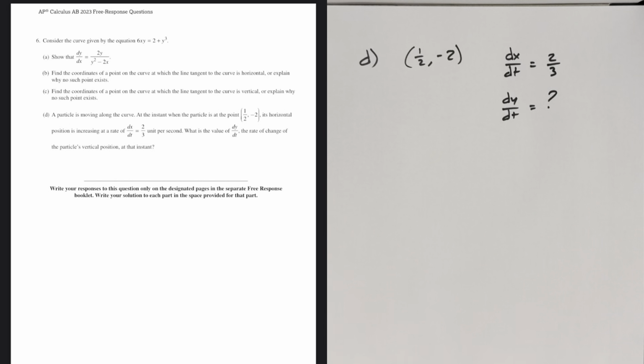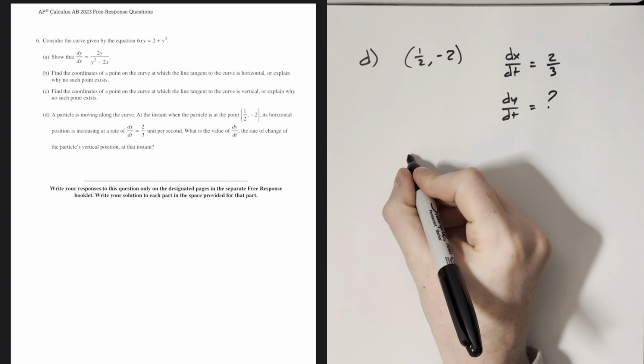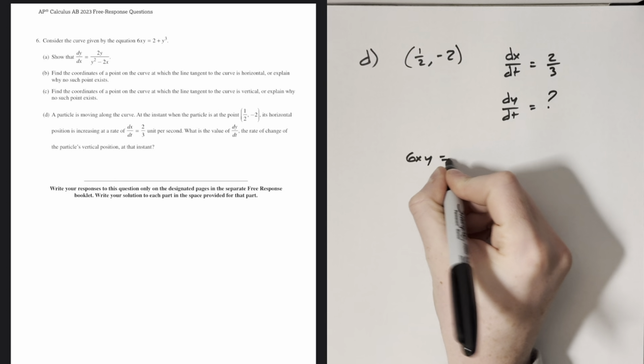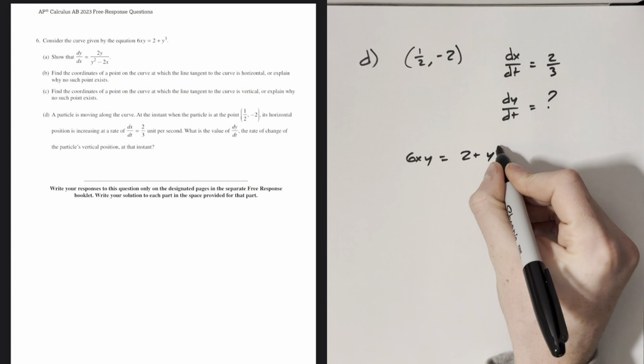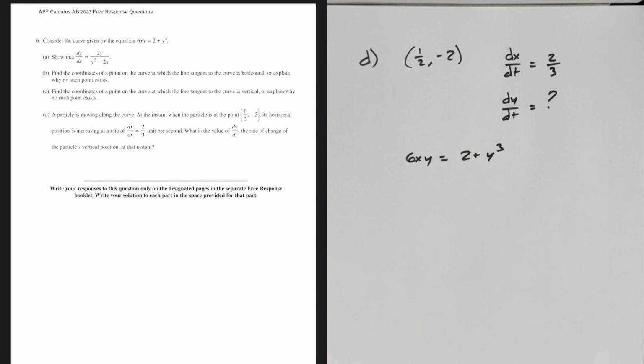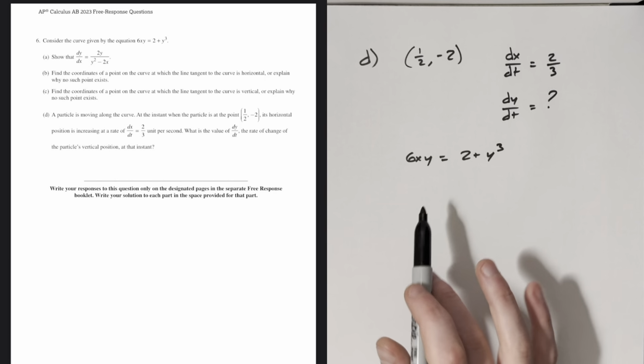Now in this case, we don't even have to go out and create our own equation because they give it to us, right? 6xy equals 2 plus y cubed. So now if I take the derivative with respect to time implicitly, I should get an equation that has dx dt and dy dt. And maybe I can use the point to solve for dy dt. So let's take a look.